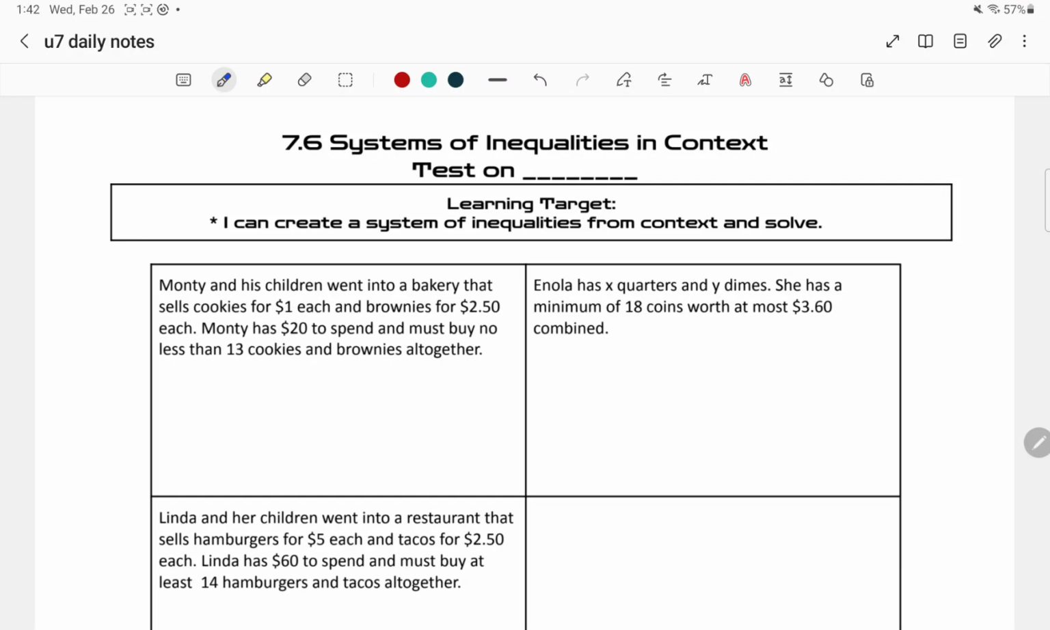Hey guys, we're going to do 7.6. 7.6 is System of Inequalities in Context. So we're going to be able to create one and then solve it. And we're going to solve by graphing.